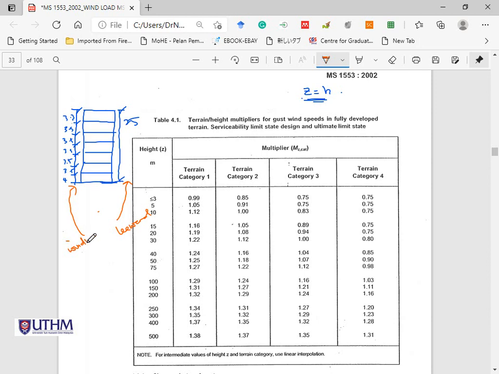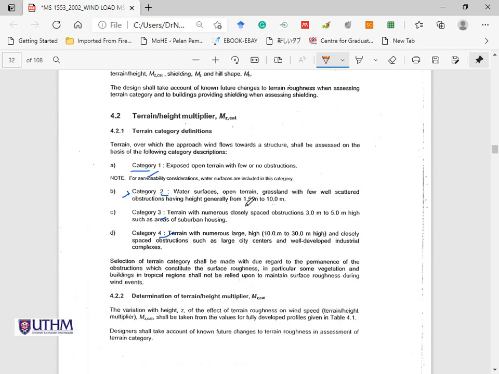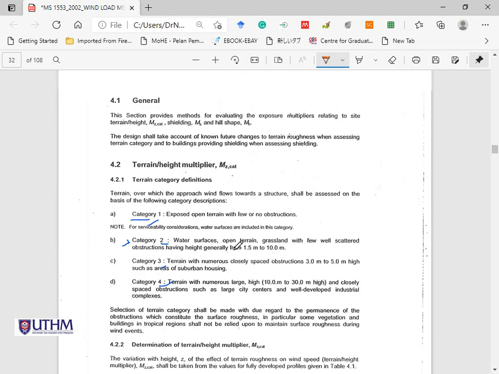For the leeward, in the example, it takes total H equal to 25. The 25 here is in the range between 20 and 30. And we select, in this example, category 3. Category 3 is the terrain with numerous closely spaced obstructions 3 to 5 meter height, such as areas of suburban housing.